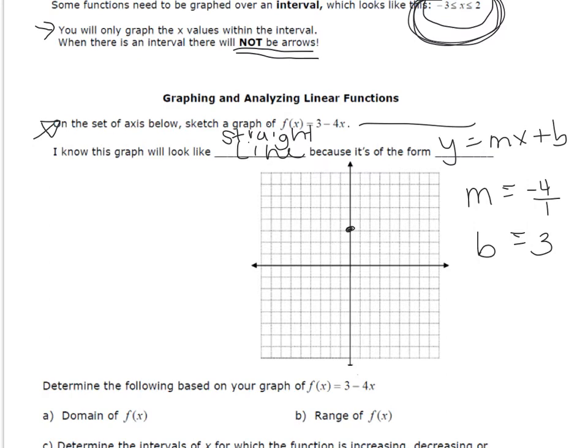So this is the one where, yeah, you can just go up to b equals 3, put your dot, and go up 1, 2, 3, 4 over 1. And down 1, 2, 3, 4 over 1. Notice I'm making sure that my points go in a downward direction. And I'm going to connect those and put arrows on the end. This is the equation f of x equals 3 minus 4x. There was no specific domain. Go ahead, put your arrows on the end.